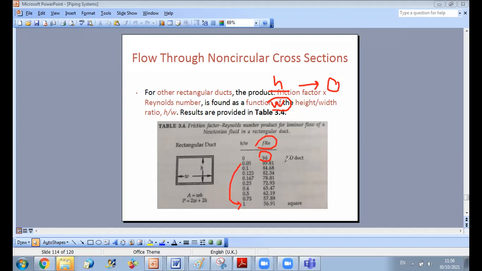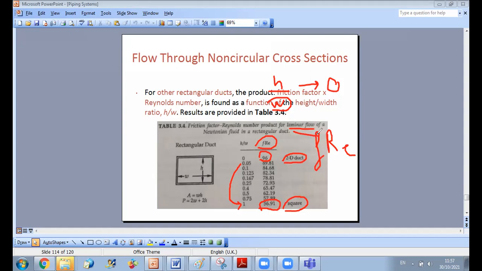So for a 2D duct, f times Reynolds equals 96. But when we get to H over W equal to 1, meaning the case of a square, f times Reynolds reaches 56.91. So depending on the duct we give you, from this table, you can find the product f times Reynolds. Of course, pay attention, we are still talking here about the case of laminar flow.